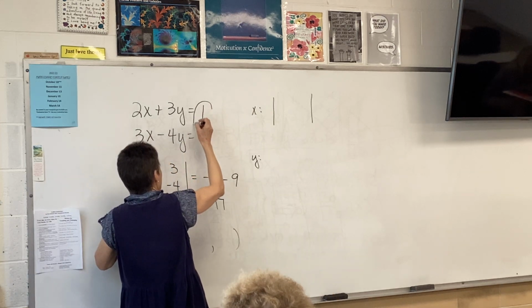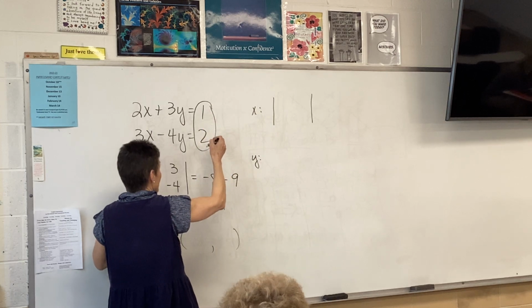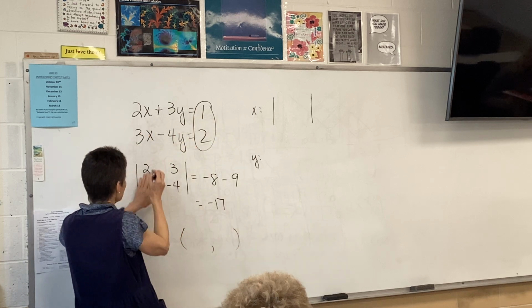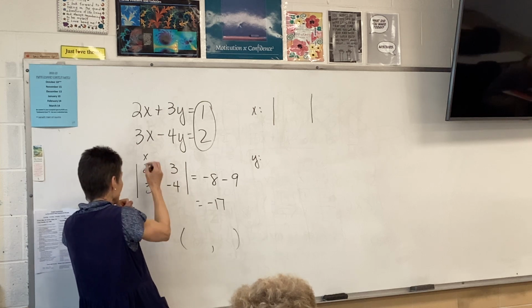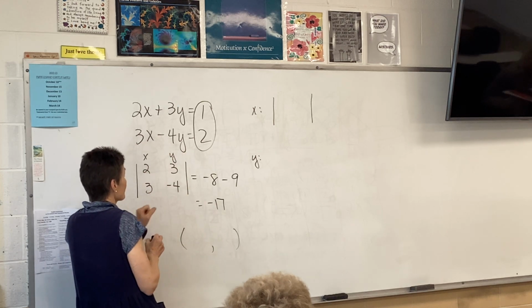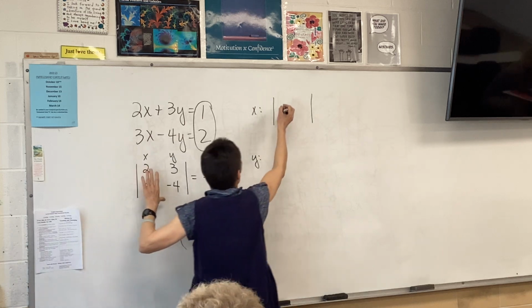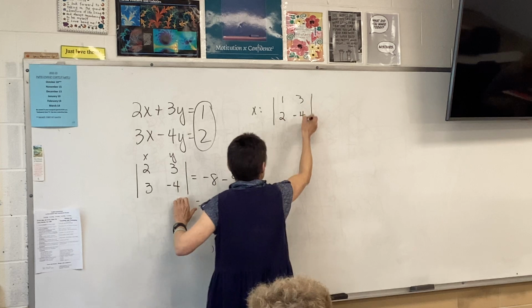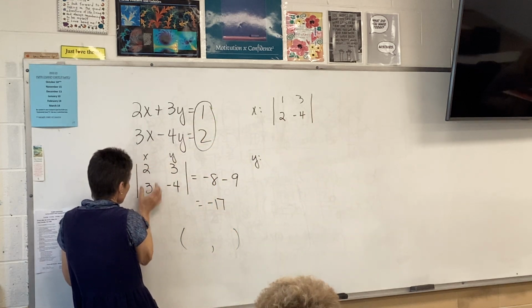Only you take the 1 and 2, these guys right here, and you paste them on top of the X numbers. In the original determinant, these were the X's and these were the Y's. Take the 1 and the 2 and paste them here. So 1, 2, and then 3, negative 4 stays there. So cut these numbers out and put them here in the X spot.